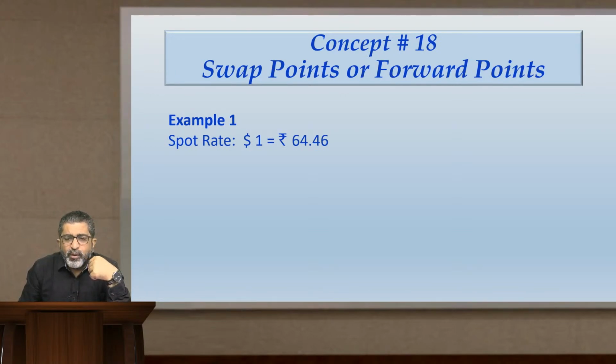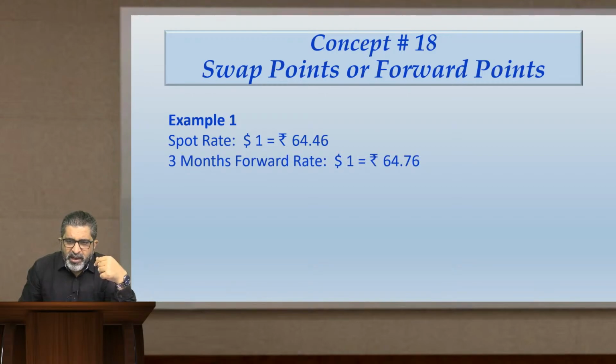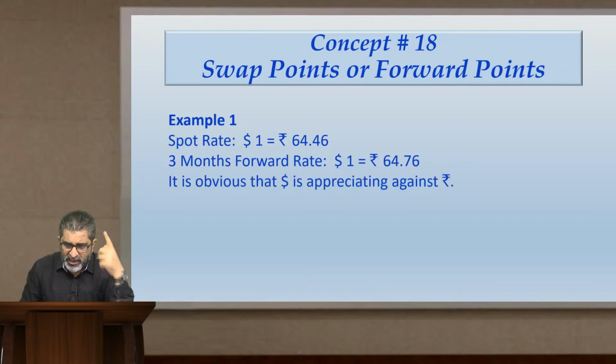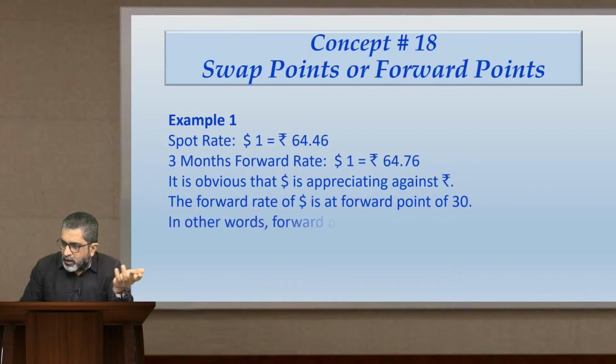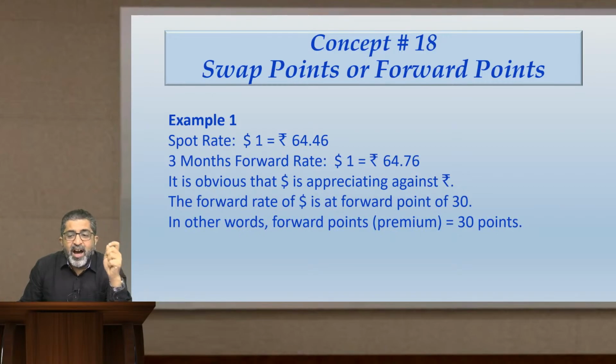Suppose spot rate is $1 equals to rupees 64.46. 3-month forward rate is $1 equals to rupees 64.76. It is obvious that dollar is appreciating against rupee. You can compare and find, right? Dollar is quoted at premium. Known, clear. But premium here is not expressed in percentage. Premium over here is expressed in points. Compare the last 2 digits after the decimal: here it is 46, here it is 76. We would say the forward rate of dollar is at forward points of 30. Now these are premium points because dollar is appreciating. In other words, the forward points or premium points are 30 points.